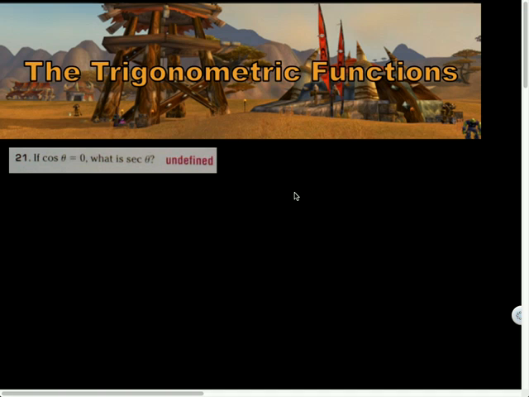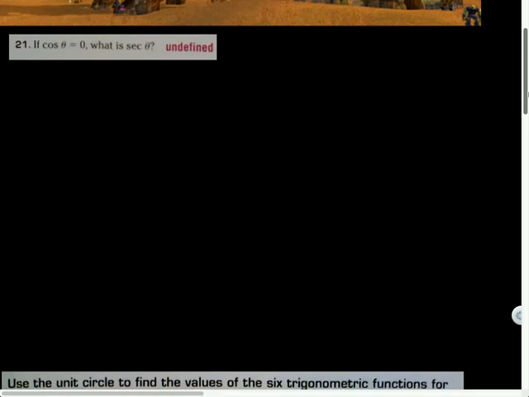We've been talking about trigonometric functions on the unit circle, and our homework last night was on page 296. And here's question 21 that we're looking at. It says if cosine of theta is 0, so cosine of some angle is 0, what is secant theta? Let's take a look at this.